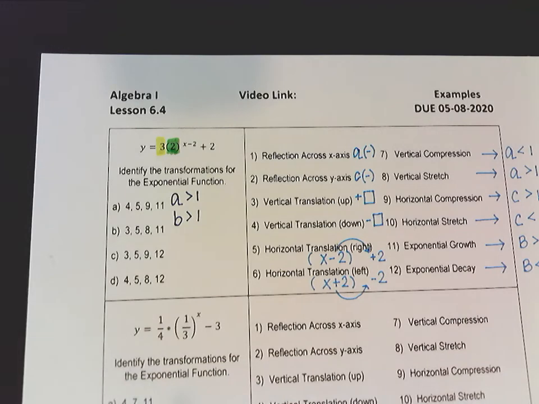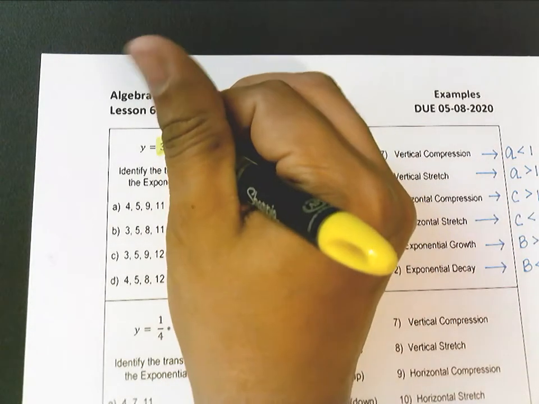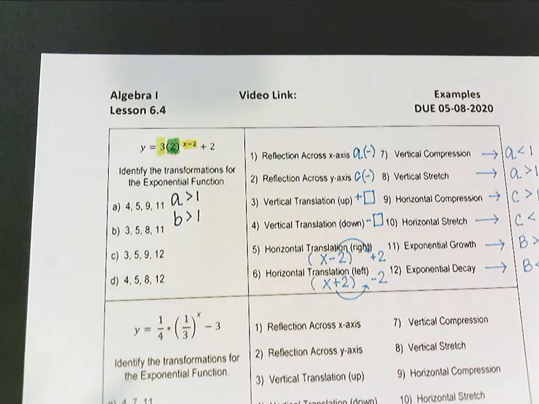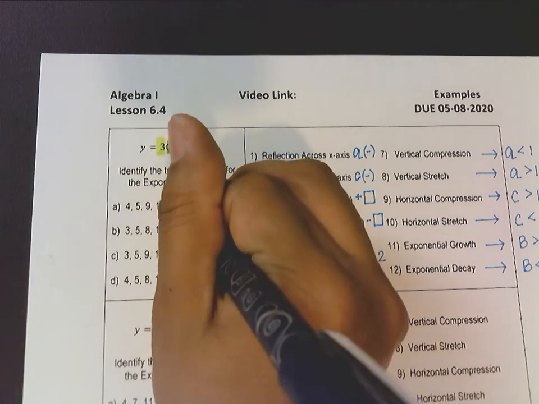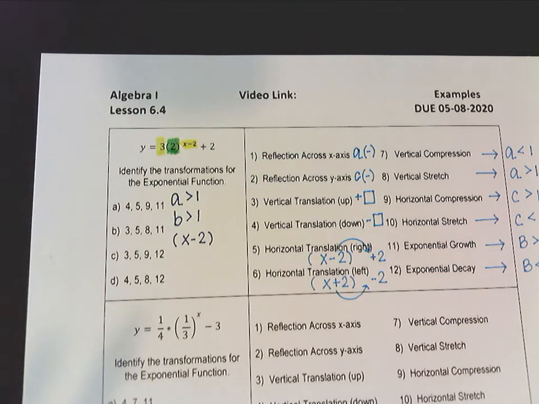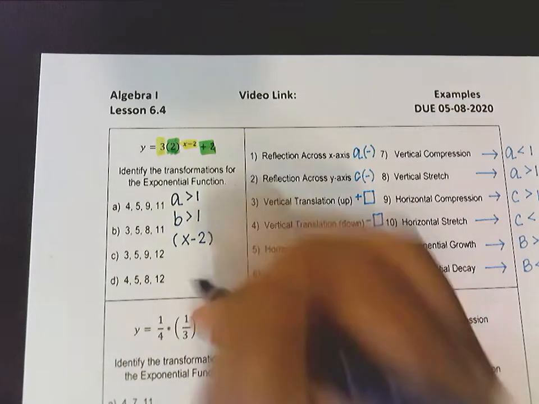Then if you look up here, this is my horizontal translation because it's x minus, and it's x minus 2. And then finally your asymptote, or your vertical translation, which is a positive 2.